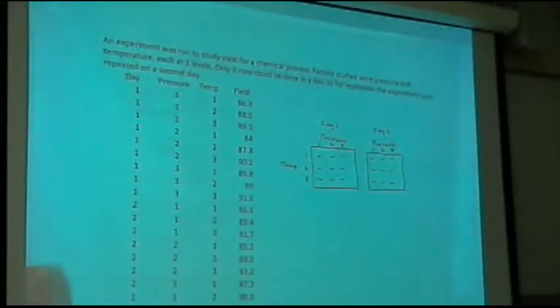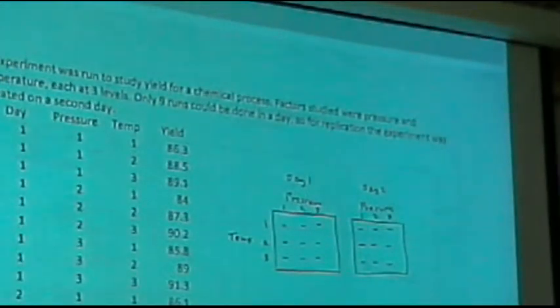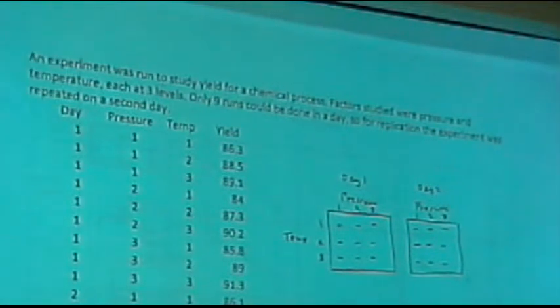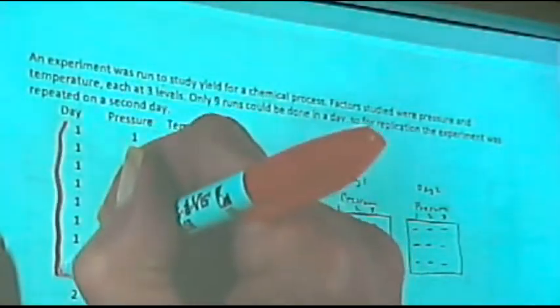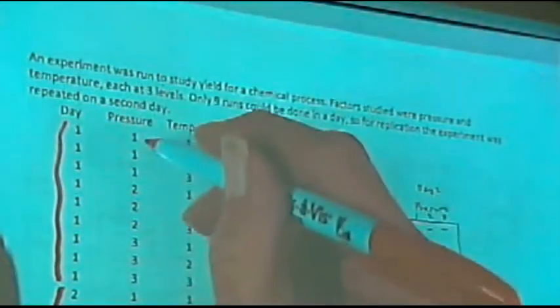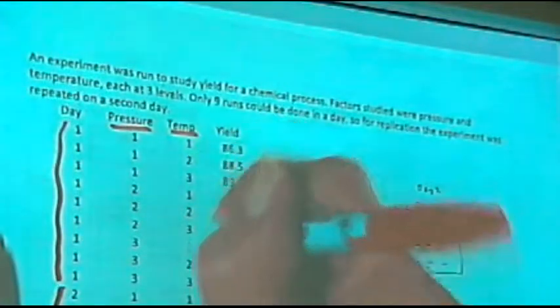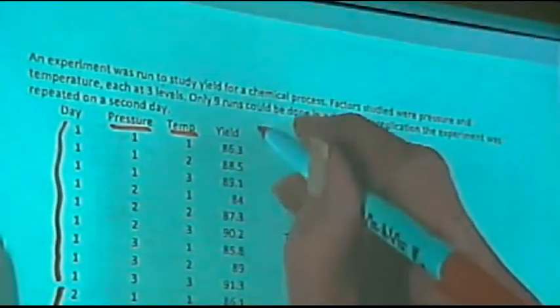All right, so here's some data on the yield of a chemical process. They were studying pressure and temperature, each at 3 levels. Only 9 runs could be done in a day, so for replication, the experiment was repeated on the second day. So we have the first day, 9 observations, the second day, 9 observations. Then we have pressure at 3 levels, temperature at 3 levels, and here's the yield of the process, the response variable.